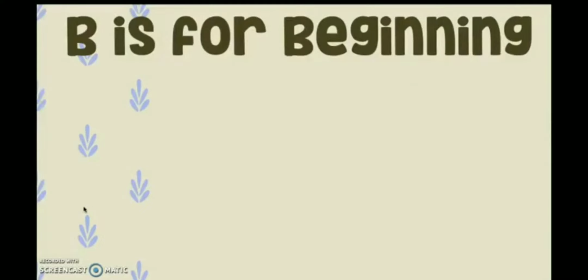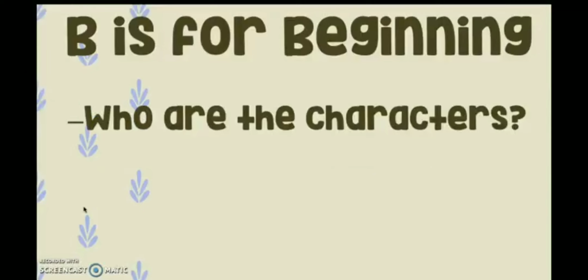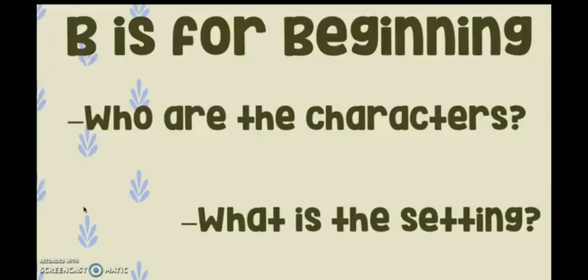B is for the beginning. The beginning of a story is really important. It does two things. It tells you who are the characters. When you first start reading a story, you don't know who's going to be in the book. So the beginning is important because it introduces the characters for the very first time. And then also it tells you what is the setting. When is the story taking place? And where is the story taking place? As we've learned before, setting is very important. The beginning kind of sets up the story.